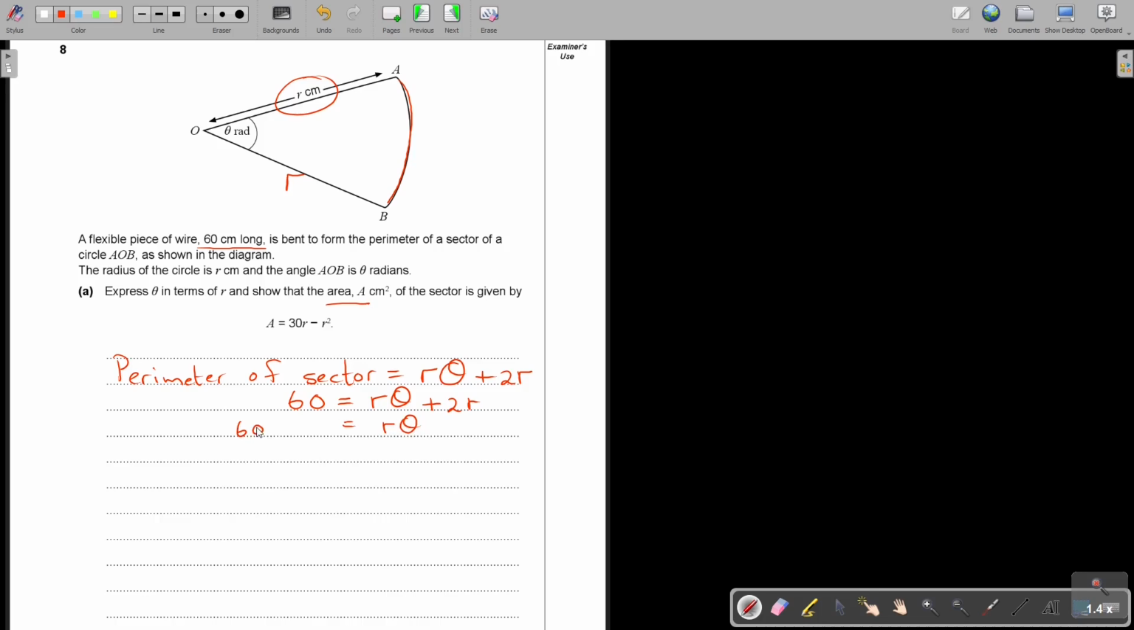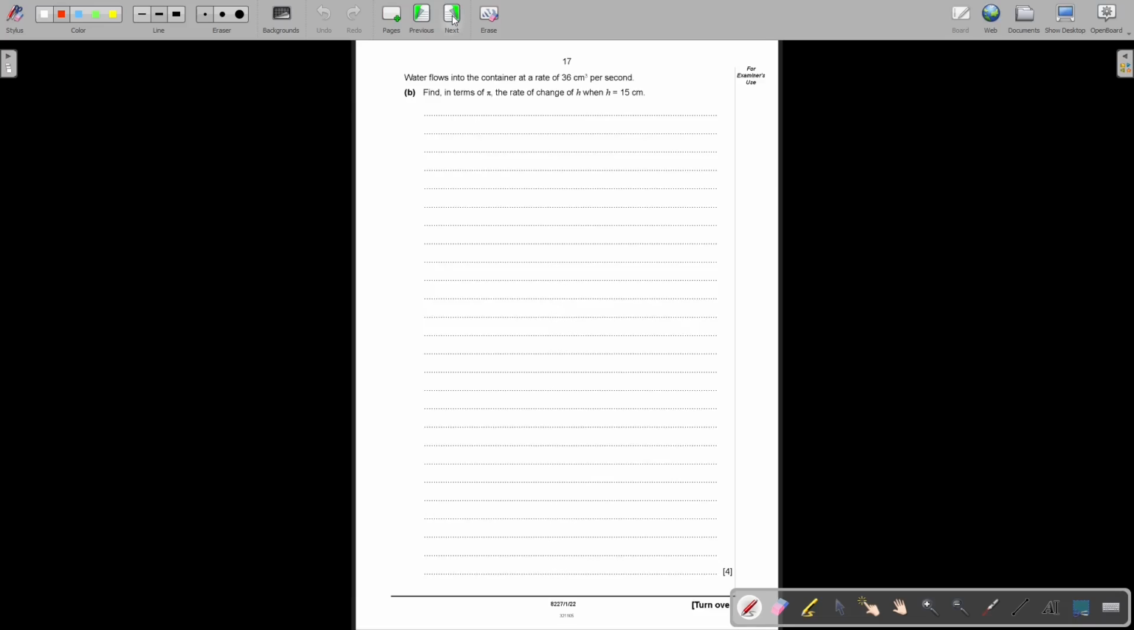I'm just going to say minus 2r. So I will get that theta, if I divide by r on both sides, is 60 minus 2r over r. Just keep it like that. Now, as I said, because they say express the area, that was for the perimeter. I didn't show you the area. So let's go again. No problem.